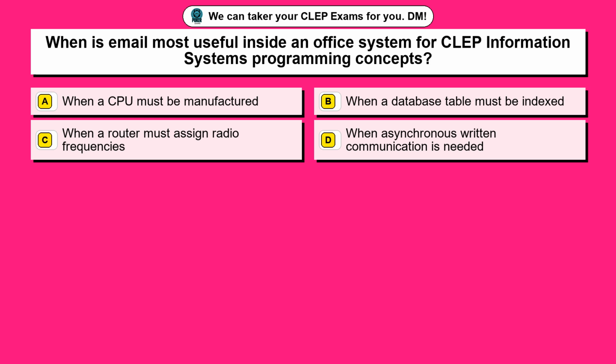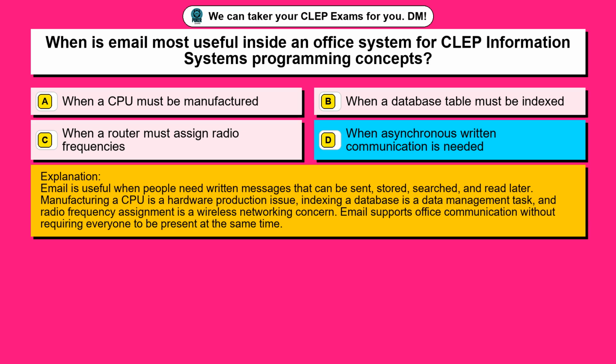Question 4. When is email most useful inside an office system for CLEP Information Systems programming concepts? Option A. When a CPU must be manufactured. Option B. When a database table must be indexed. Option C. When a router must assign radio frequencies. Option D. When asynchronous written communication is needed. The correct answer is option D. When asynchronous written communication is needed.